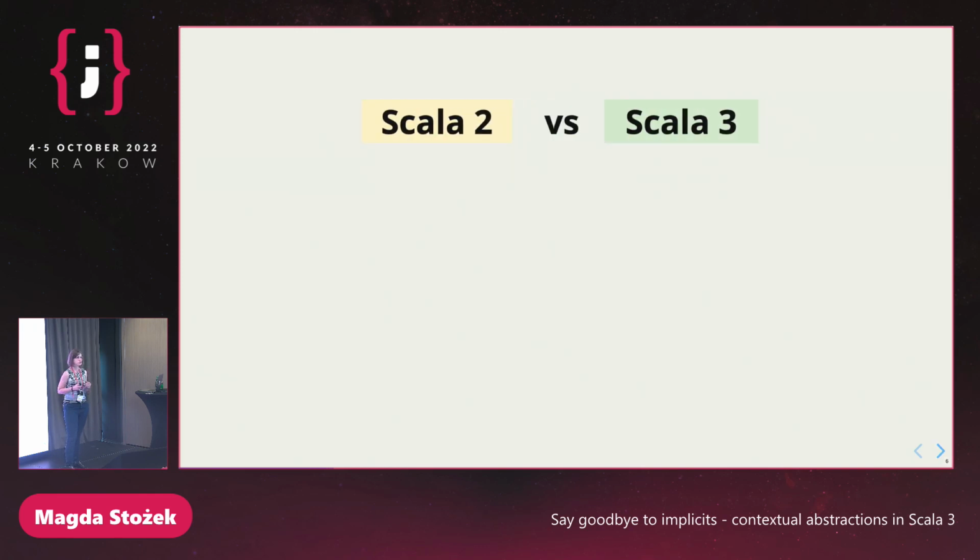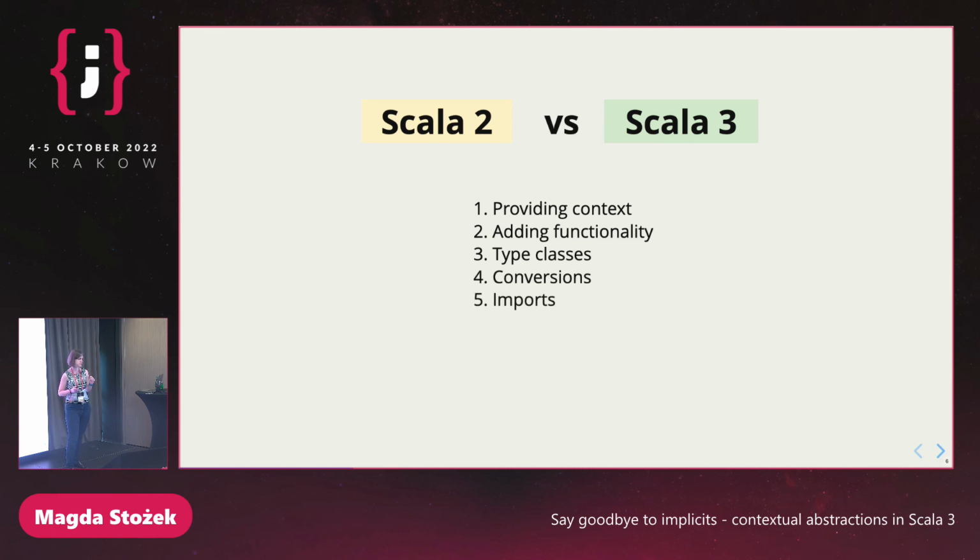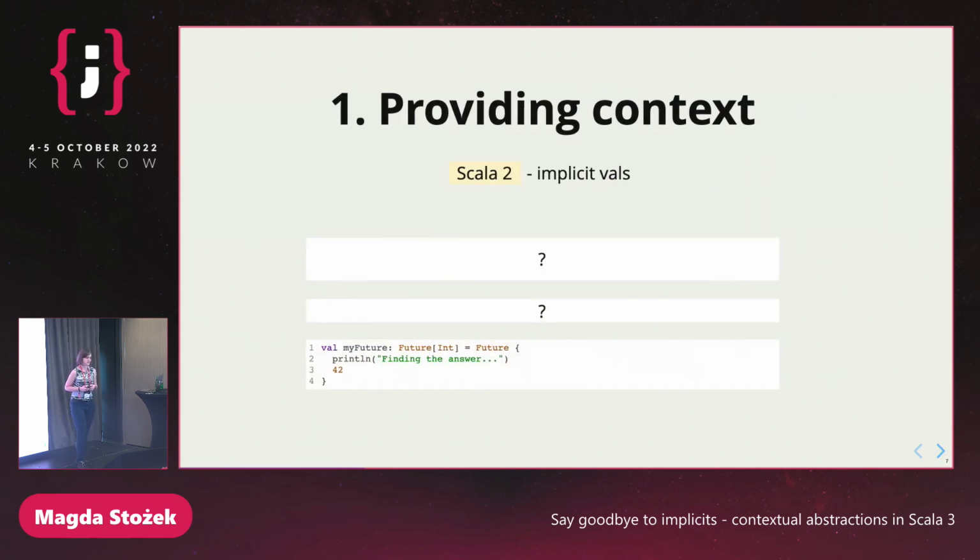So right now I will show you 7 use cases. It will be providing context, adding functionality, defining type classes, providing implicit conversions, and I will say a bit about imports, unused names, and compiler errors. And these are the 7 use cases, which are probably not a complete list of differences in terms of contextual abstractions between Scala 2 and Scala 3, but these are the ones that I consider the most important or the most practical or the most widely used. So let's begin with providing context.